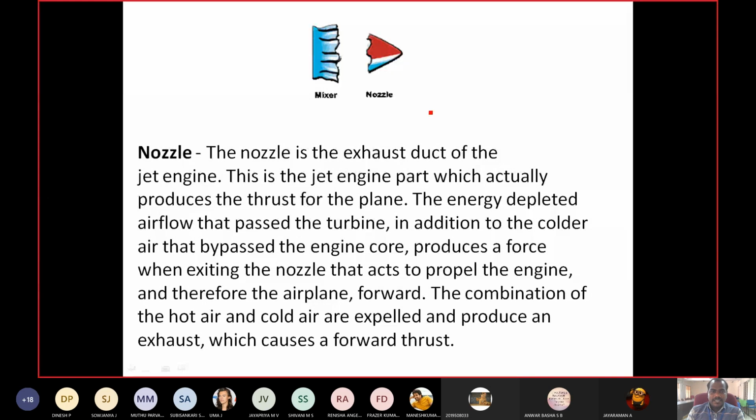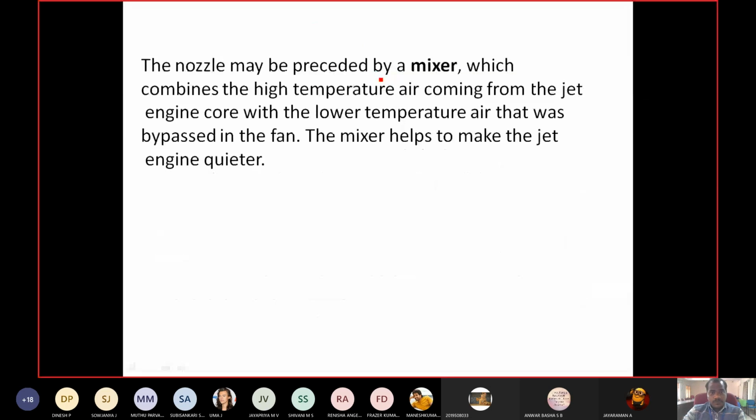The thing is, we have to produce thrust and we have to control thrust. Then this nozzle may be preceded by a mixer which combines high temperature air coming from the jet engine core with the lower temperature air that was bypassed in the fan. So we have two inputs and we can mix both together.